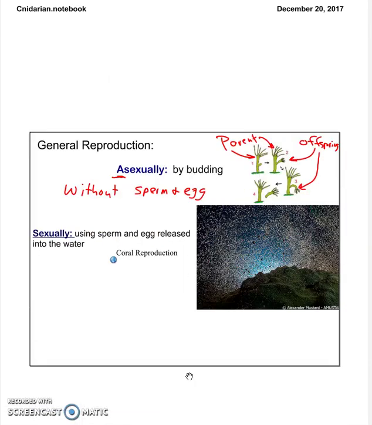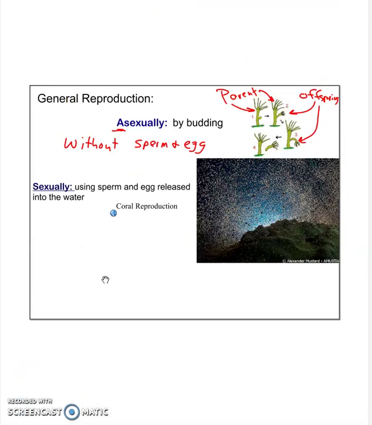As far as reproduction, they can reproduce asexually by budding, where there's a parent and then an offspring that buds off and breaks off of the parent. And they can also use sperm and egg that they can release into the water. And Cnidaria, like sponges, are hermaphrodites, meaning they produce both sperm and egg in the same individual. So those are your notes on Cnidaria.